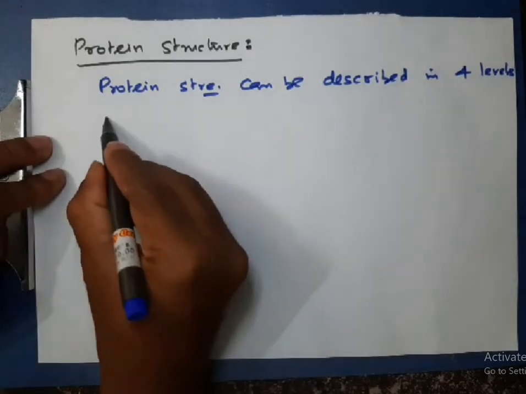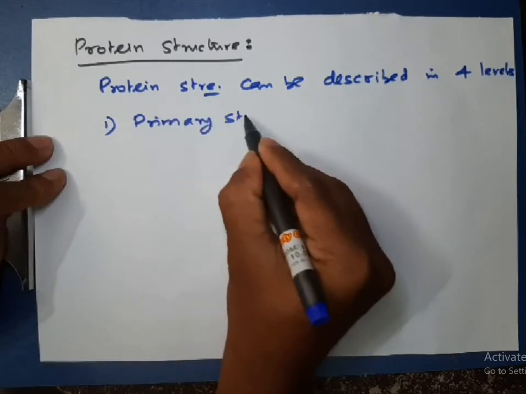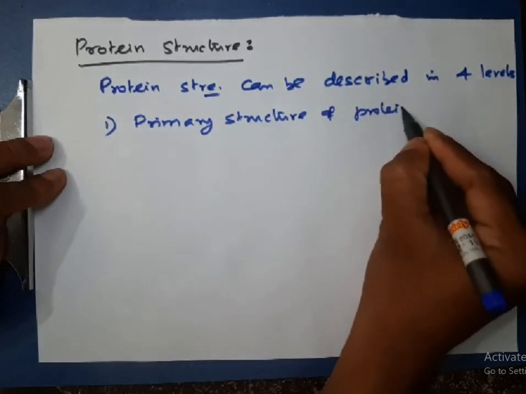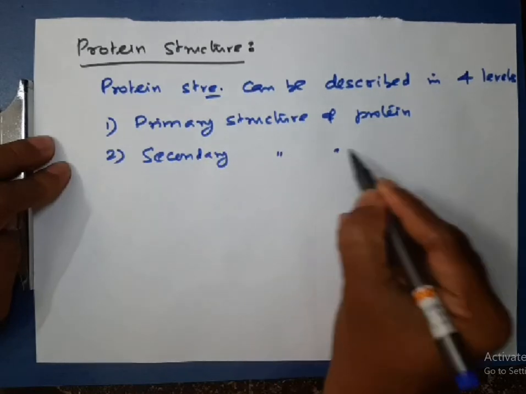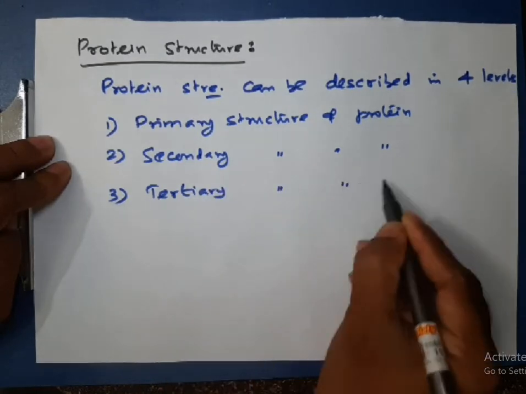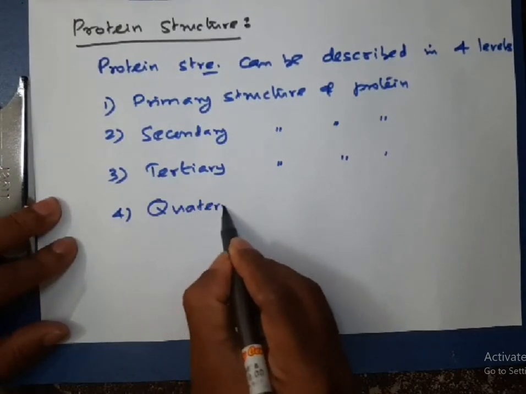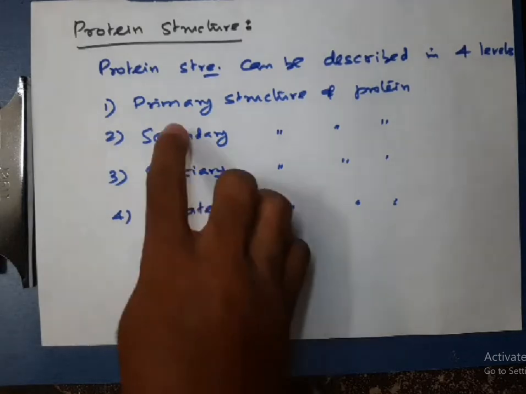Four levels. What are they? Number one, primary structure of protein. Number two, secondary structure of protein. Number three, tertiary structure of protein. Number four, quaternary structure of protein. So in protein structure we have four levels. In each level we are going to learn some of the essential aspects. First let us start with the primary structure.